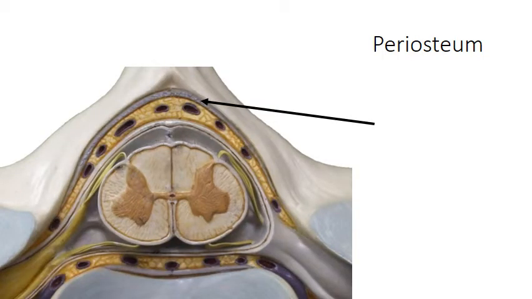The first thing that we're going to identify is the periosteum. Remember that the periosteum is the connective tissue covering of the bone. So we're seeing the spinal bone right here, and this tissue that goes all the way around the bone is going to be the periosteum.